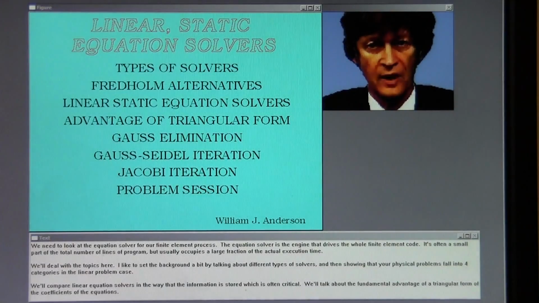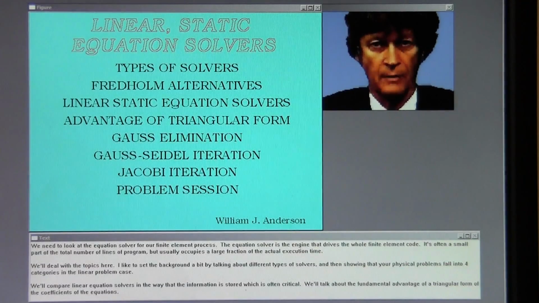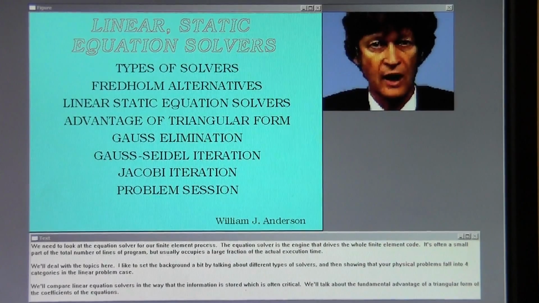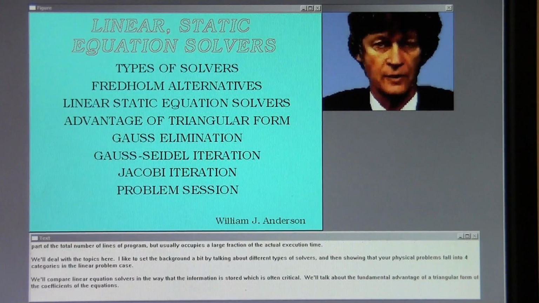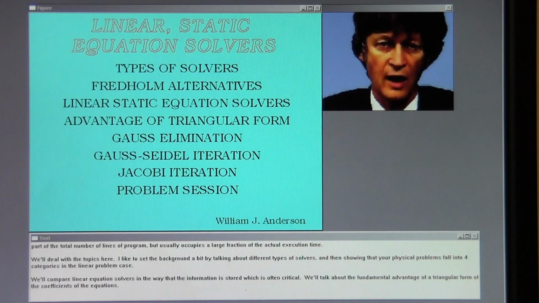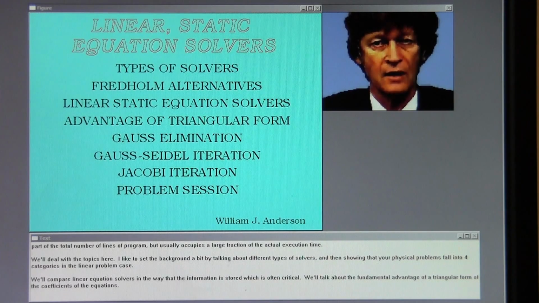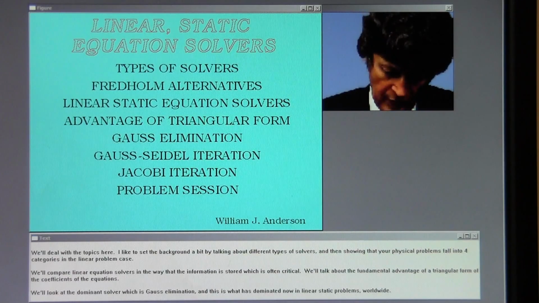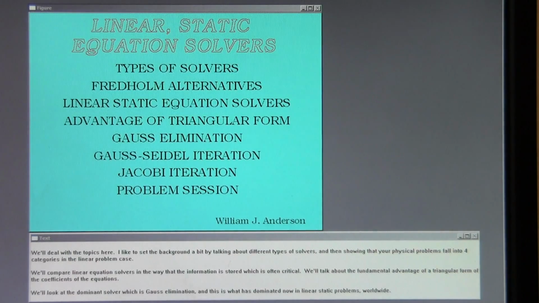We need to look at the equation solver for our finite element process. The equation solver is the engine that drives the whole finite element code. It's often a small part of the total number of lines of program, but usually occupies a large fraction of the actual execution time. We'll deal with the topics here.